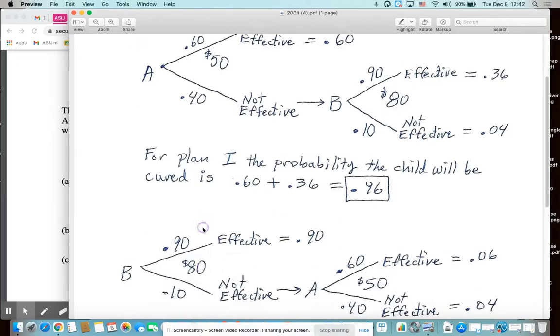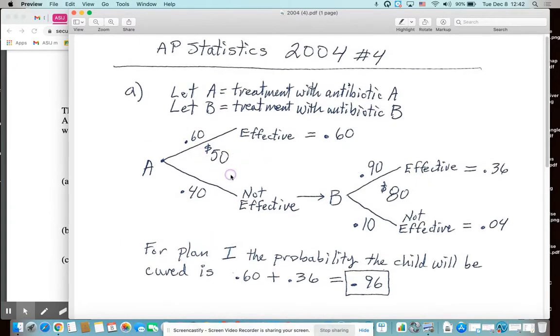I'm going to show you the work down here below, but looking at the tree diagram, it really does help me. Here there's a 60% chance of just spending $50. Forget about effective or not effective for now, there's a 60% chance of spending $50 because it worked and I don't have to take medicine B, right? But there's a 40% chance I'm going to have to go buy medicine B as well because medicine A didn't work. So that would cost me $130. There's a 40% chance that I'm going to have to spend $130, and a 60% chance I spend $50 only.